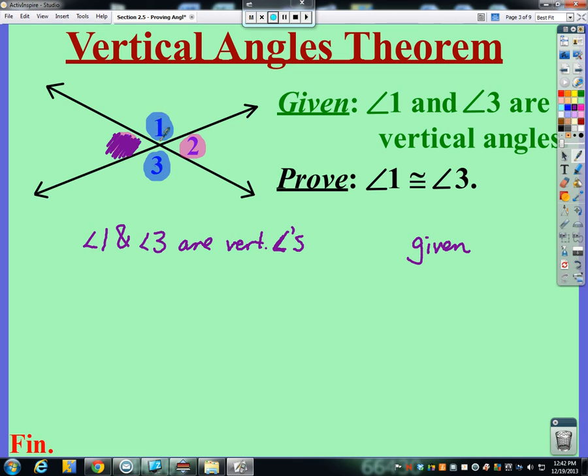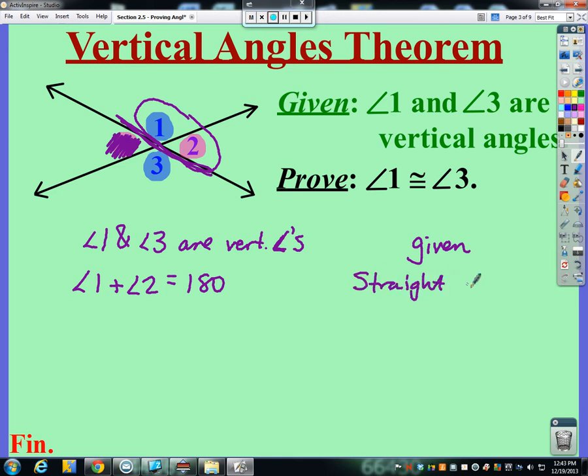Now, to be able to show that 1 and 3 are equal, I need to use 2 as kind of like a middleman. So let's think about what's true about the relationship between angles 1 and 2. Well, let's see, 1 and 2, they're on a straight line, so angles that are on a straight line always add up to be 180 degrees. So I can say that angle 1 plus angle 2 equals 180. And why do I know that's true? Well, that's because of that thing called the straight angle postulate.